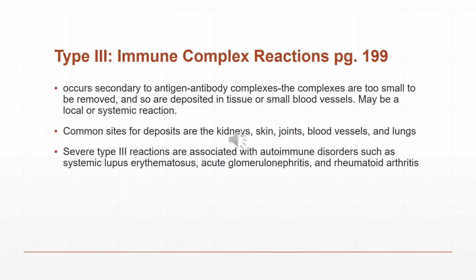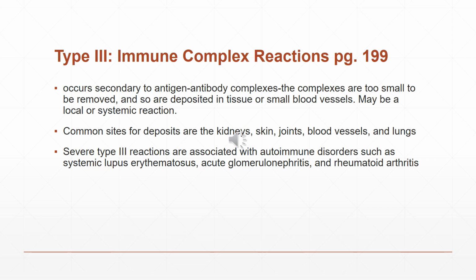Type 3 immune complex reactions are found on page 199 in your textbook. If you also go back and refer to page 197, table 13-7, it talks about it in a table that's easier to read. The antigen is going to be extracellular, fungal, viral, or bacterial. The antibody involved is going to be immunoglobulin G and immunoglobulin M. There's going to be complement involvement with that.